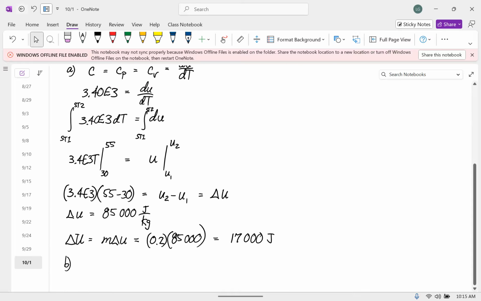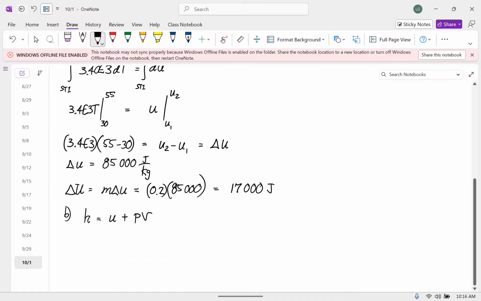So we have the change in the internal energy. Remember, let me think of it this way. Specific enthalpy is specific internal energy plus P times specific volume. And so the change in specific enthalpy is the change in the specific internal energy plus the change in P times V.